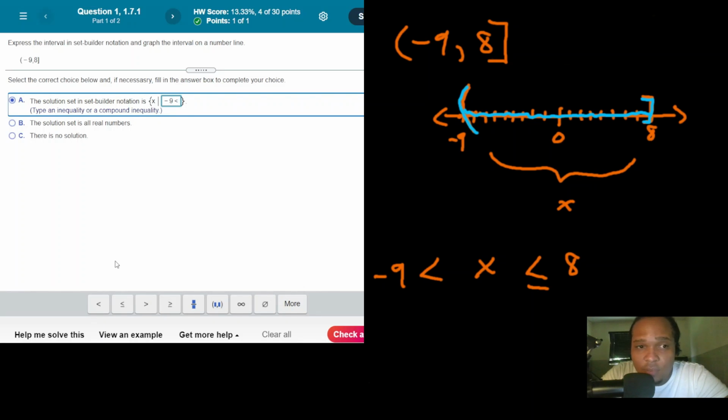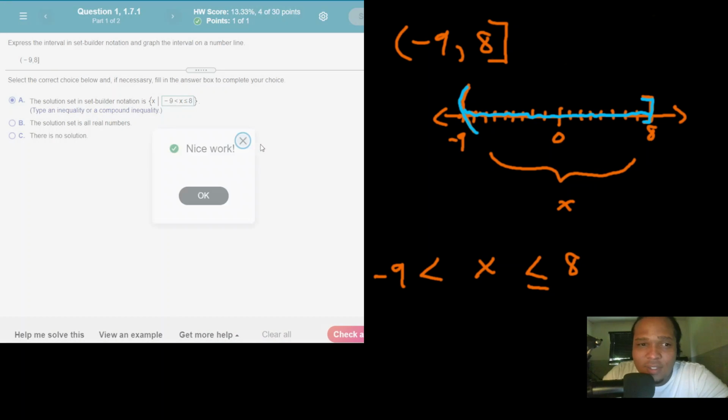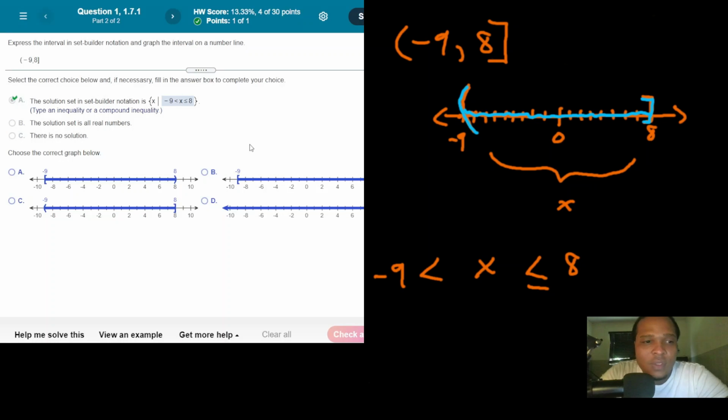Put your alligator symbol that does not have the equal to. Put your X. You have to make sure you use the same variable. We're going to have another alligator mouth and an inequality symbol. That's what they used to call them back in the day, alligator mouths. Nice work. Okay, now the graph.